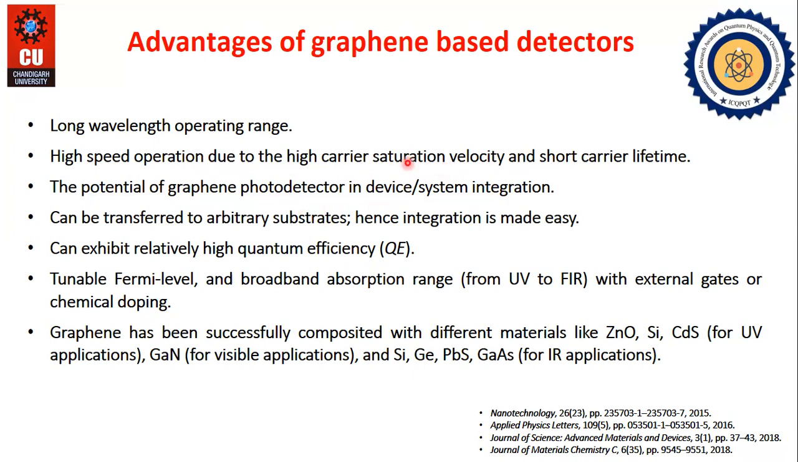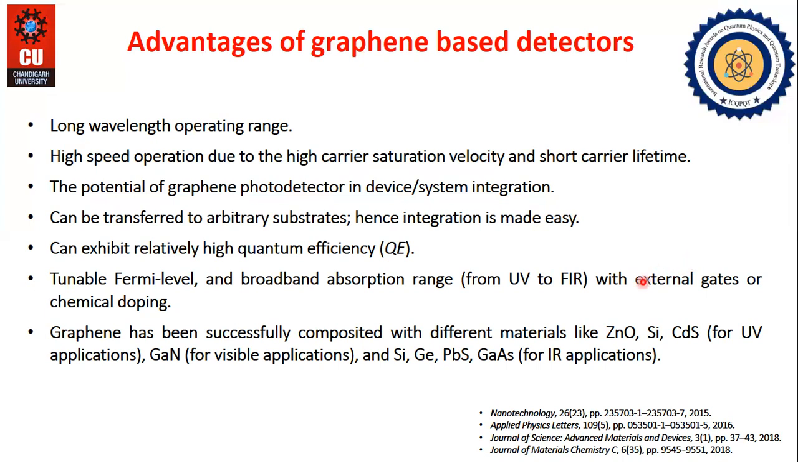Graphene can be integrated with the system as well as the device, so it can be transferred to any substrate, hence integration is made easy. A graphene composite consists of graphene and another material, combining the high carrier mobility of graphene and the excellent light absorption property of the other semiconductor. So we can say graphene composite photodetectors are a promising candidate for the development of next generation photodetectors. In graphene, we can tune the band gap, or we can say we can tune the Fermi level either up or down with the help of doping or by applying an external gate voltage.